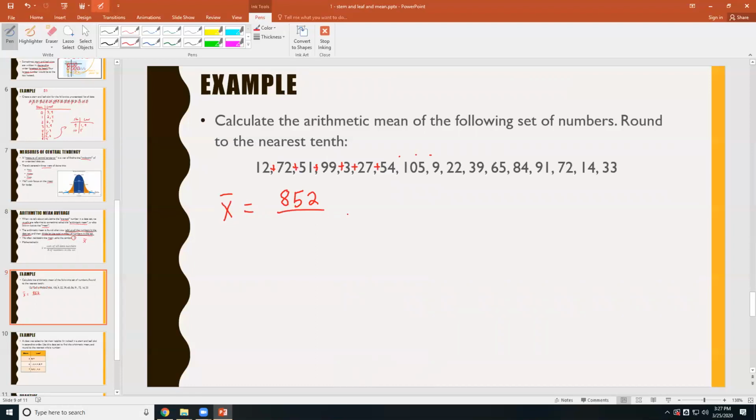And we need to divide this by the total number of numbers. Well, we can just count these. So we got 1, 2, 3, 4, 5, 6, 7, 8, 9, 10, 11, 12, 13, 14, 15, 16, 17 different numbers, right? So we need to take this total sum that we got by adding everything together and divide it by 17. Throw that in your calculator as well. You're going to get your mean, that's x with a bar on top of it, to the nearest tenth as being 50.1. So the average or mean number in that entire data set was 50.1.